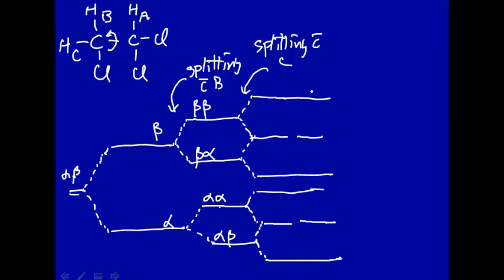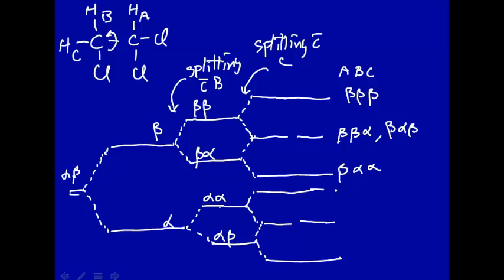So let's label these. This will be beta, beta, beta for protons A, B, and C. This will be beta, beta, alpha and beta, alpha, beta. So you split here, you go down, that gives you the alpha, and you go up, that gives you the beta. And similarly here, this will be beta, alpha, alpha. Same way here, this will be alpha, alpha, alpha, all in the same direction, the highest energy. Here will be alpha, alpha, beta and alpha, beta, alpha, those two energy levels there.